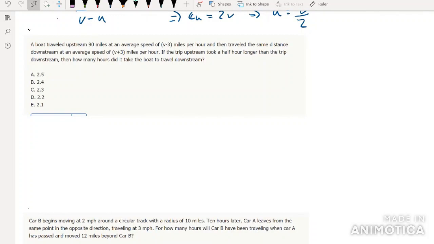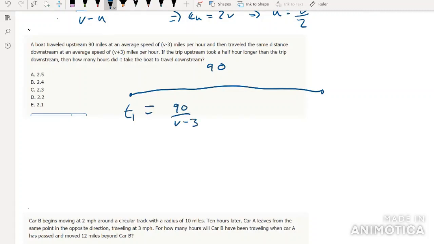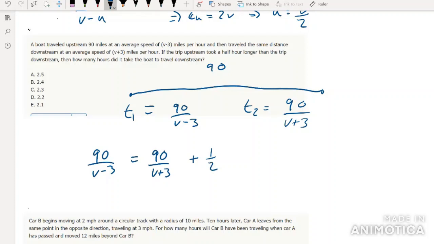A boat traveled upstream 90 miles at an average speed of V minus 3 miles per hour. Okay, so he went this way for 90 miles, and it took him time T1, T upstream, is 90 over V minus 3. Then he travels down at V plus 3. So it took him 90 over V plus 3. And we know that upstream, so 90 over V minus 3 is equal to the trip downstream plus half an hour. 90 over V plus 3 plus a half. How many hours did it take the boat to travel downstream?